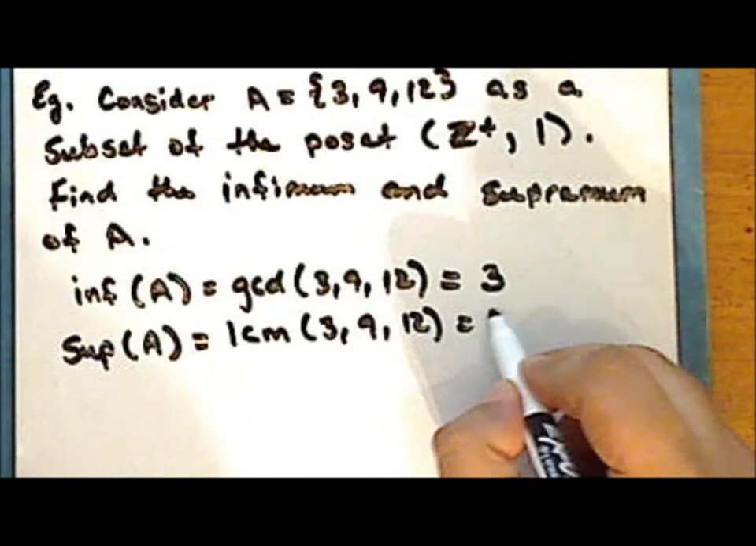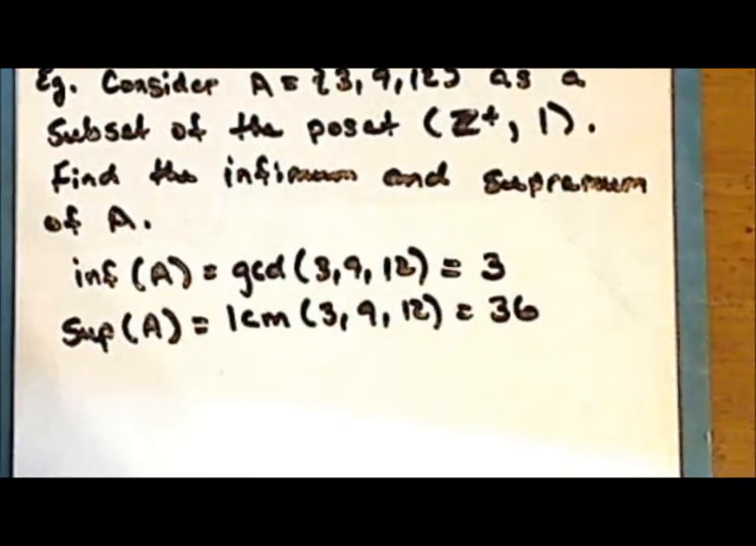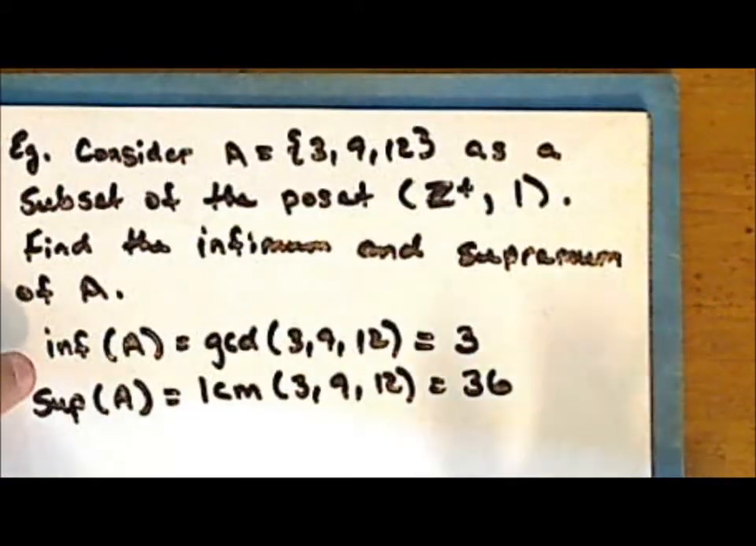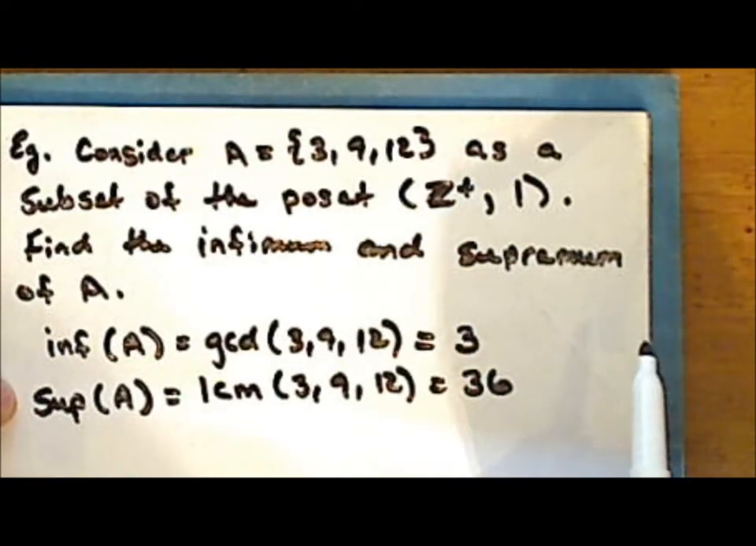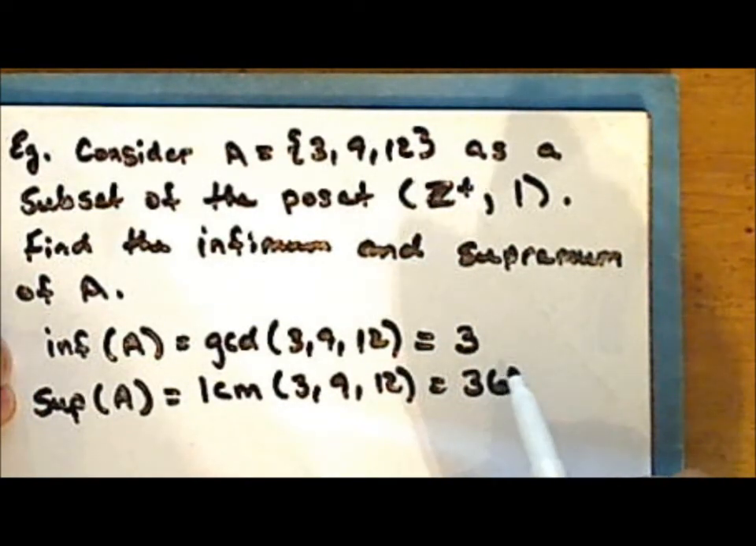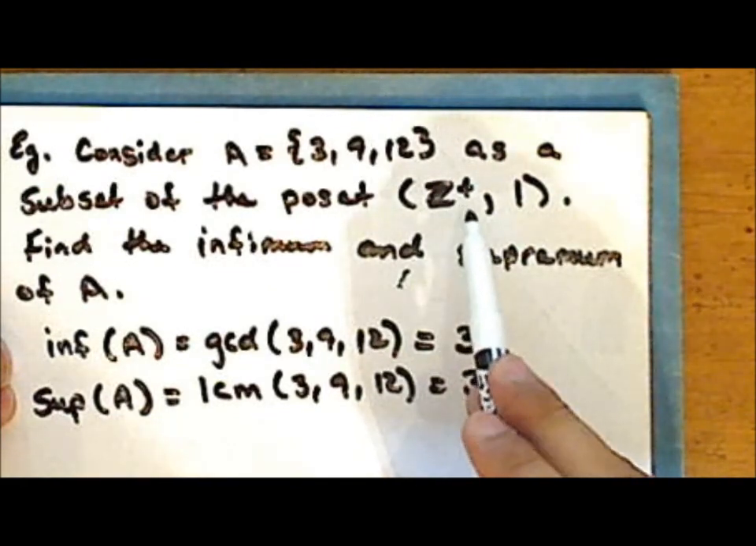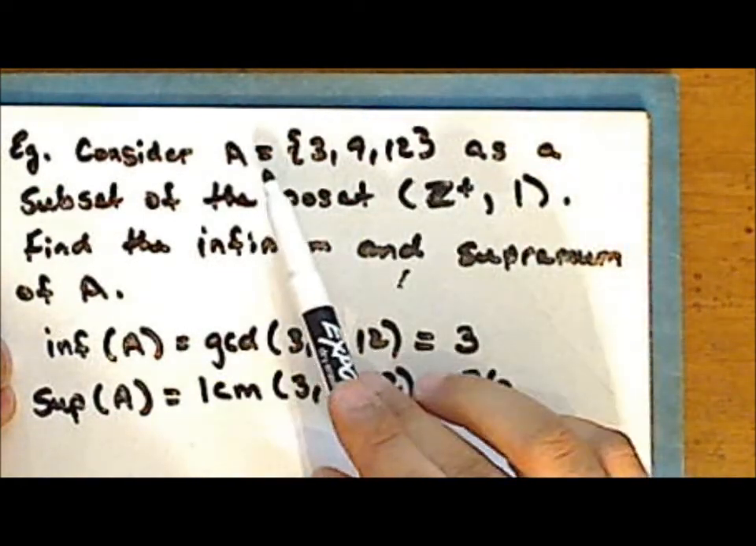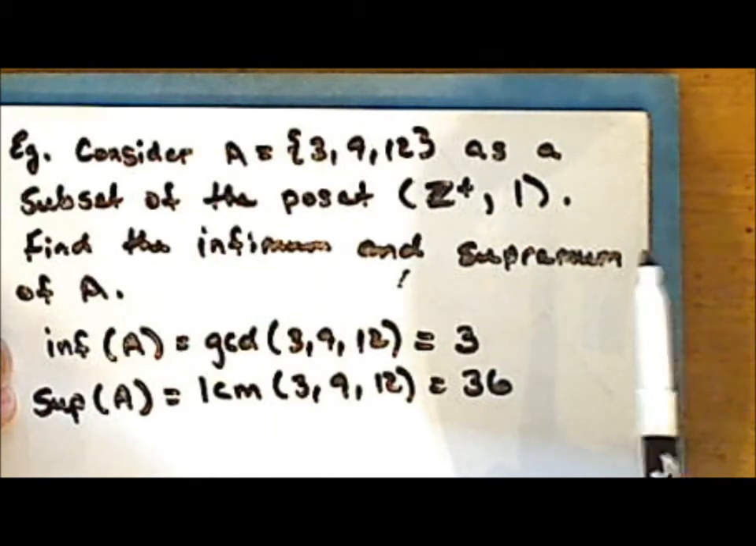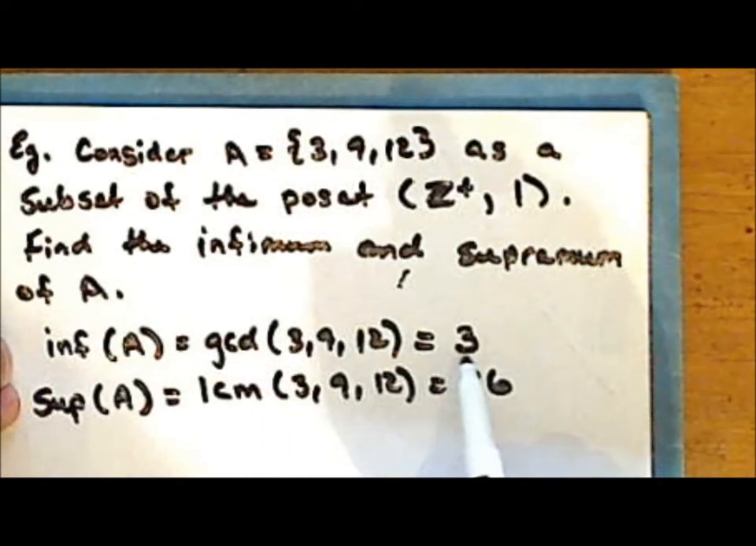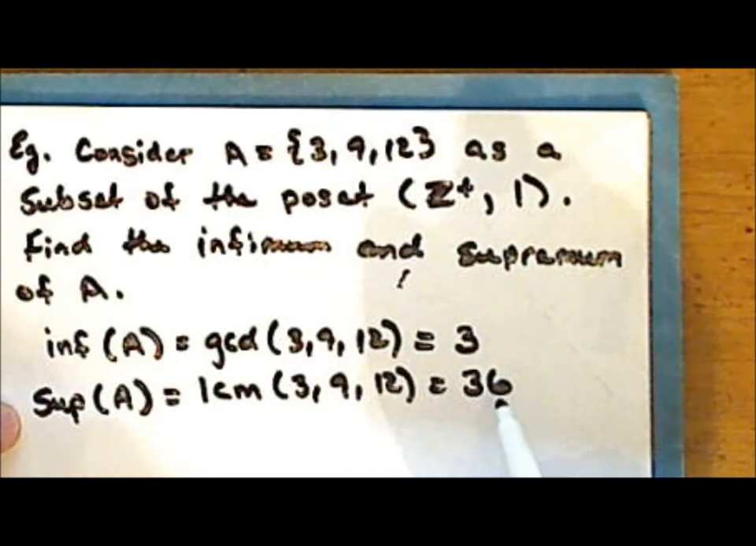which we know to be 36. So notice once again that the infimum and supremum must be elements that exist in the underlying set in the poset, but not necessarily the set A. Now, the set A does include its infimum, but does not include its supremum. Okay?